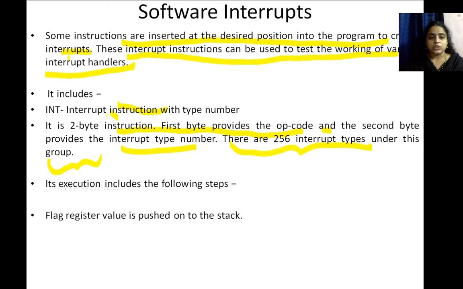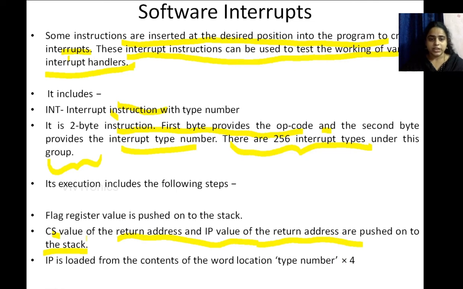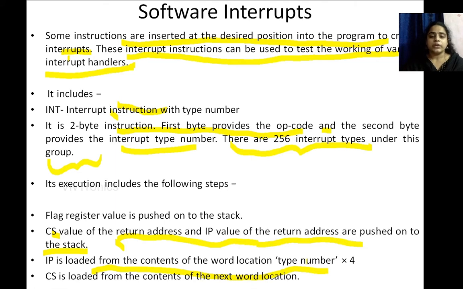Its execution includes the following steps: the flag register value is pushed onto the stack, and the code segment and instruction pointer values of the return address are pushed onto the stack. So the stack is involved in all interrupts, as we have seen with NMI and INTR also. IP is loaded from the contents of the word type number into 4, and code segment is loaded from the contents of the next word location, and interrupt flag and trap flag are reset to 0. So you can find some similarities between INTR and software interrupts here.